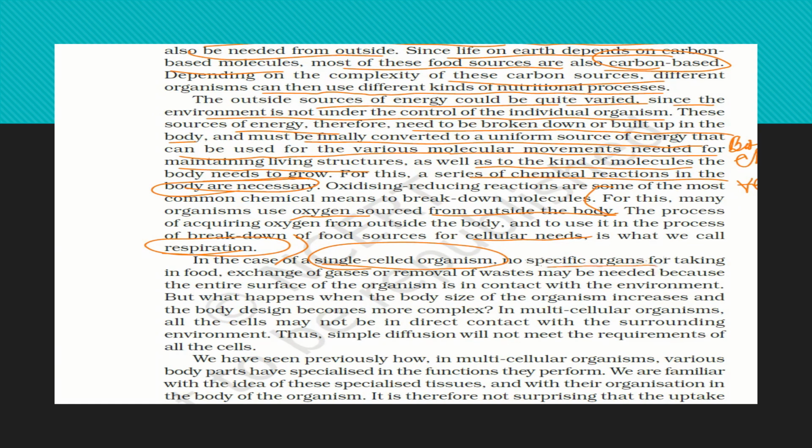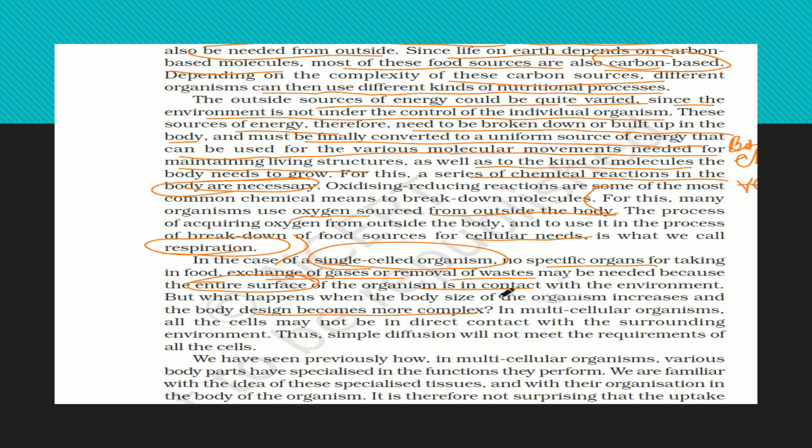No specific organs are there for taking food. Exchange of gases or removal of wastes may be needed over the entire surface of the organism, which is in contact with the environment. So the entire surface must work as an organ, which helps in the exchange of food, exchange of gases, and removal of wastes. The body design is like that only.